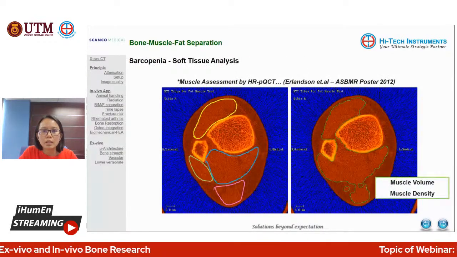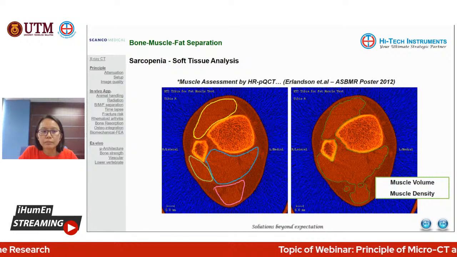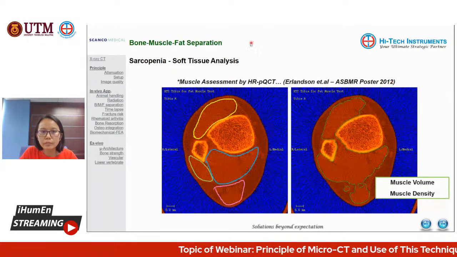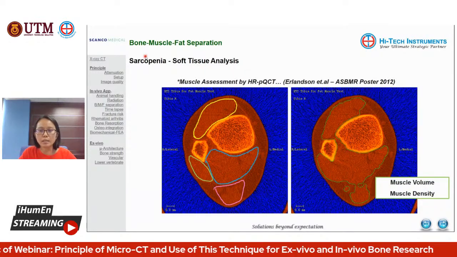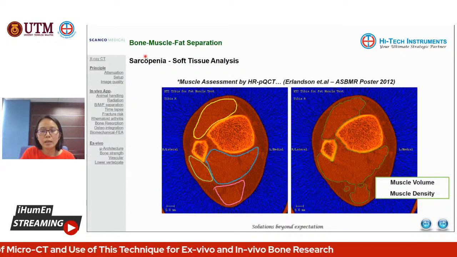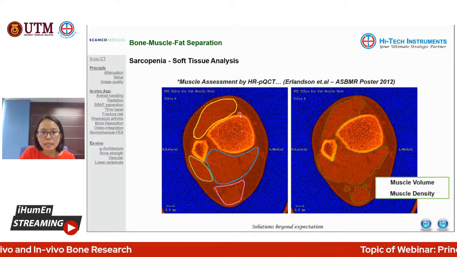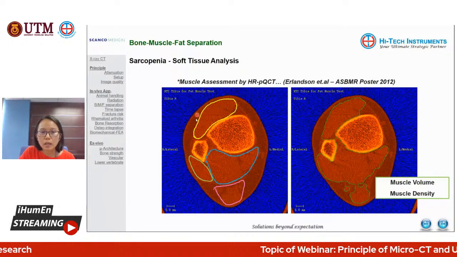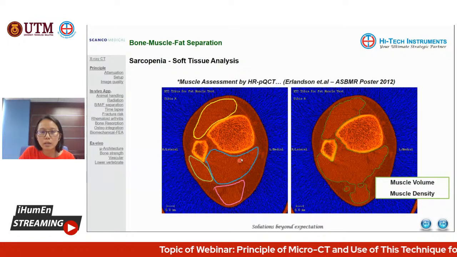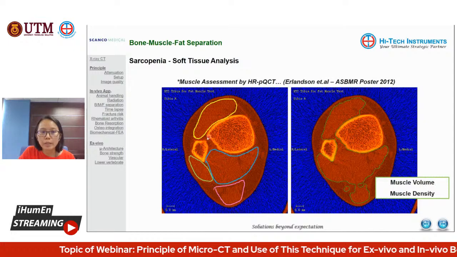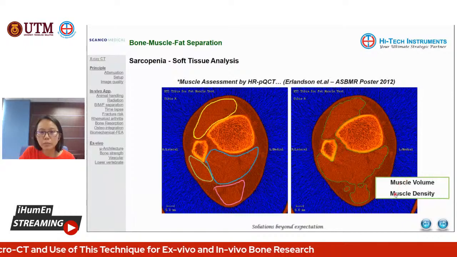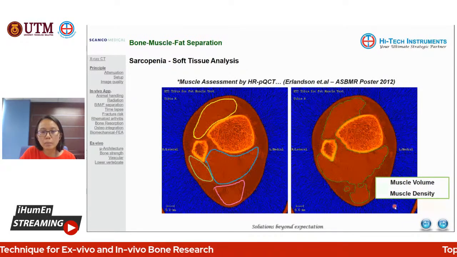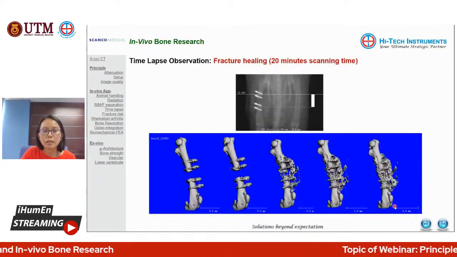Okay. So this will be an example, a study for soft tissue analysis of sarcopenia, which is a syndrome or disease characterized by progressive loss of skeletal mass and strength. From here, you can see the contrast of the muscle, which is different compared to the bone and the fat itself. So from here, we can do the segmentation and we can measure the bone volume and also the muscle volume and also the muscle density.